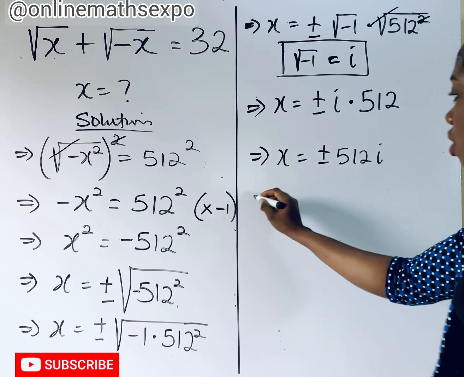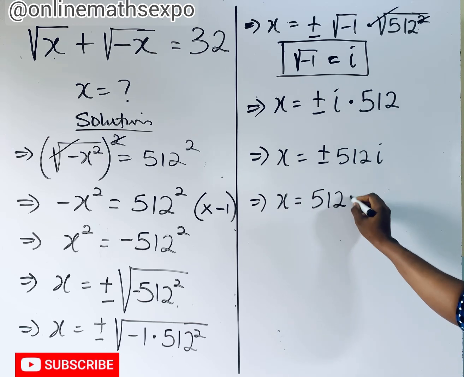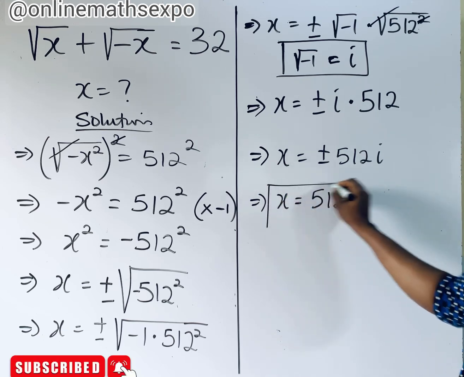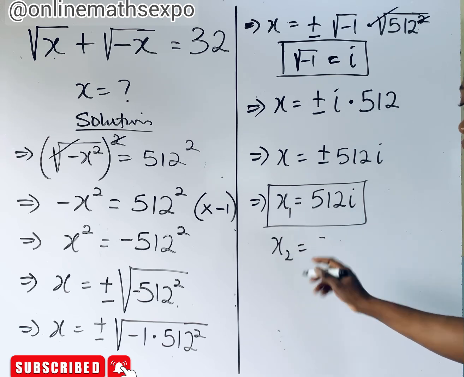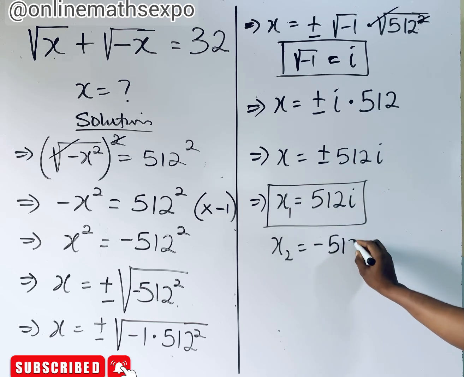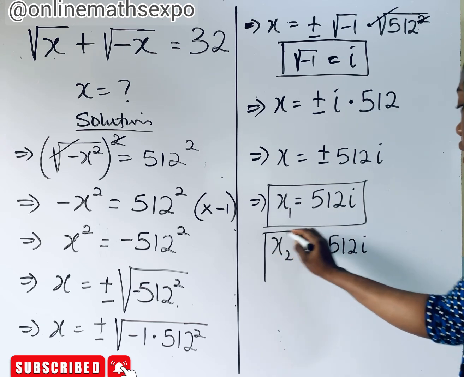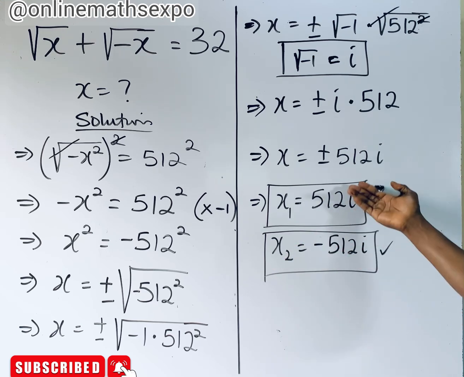So if you split it, you are going to have x is equal to 512i. That's the first value of x. And we have the second value of x as negative 512i. Now these are the two values of x, and these are imaginary numbers.